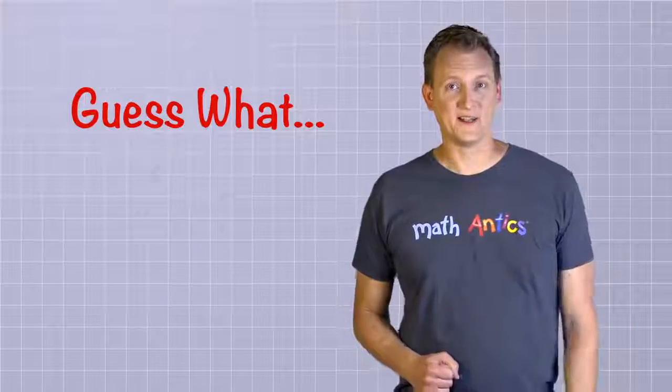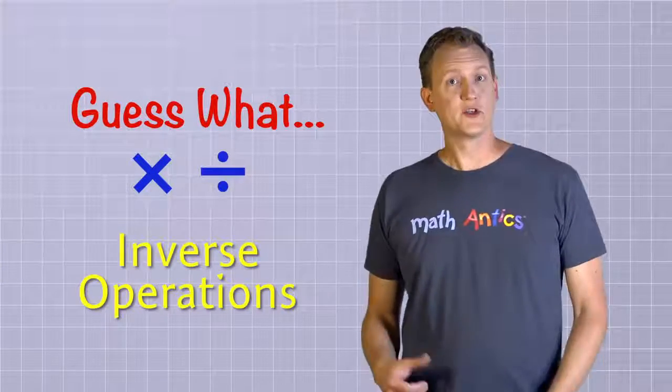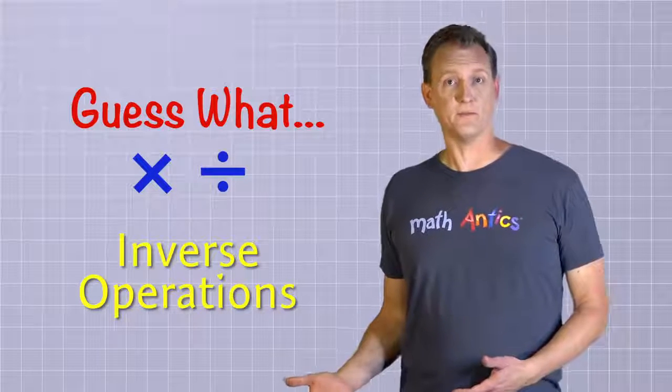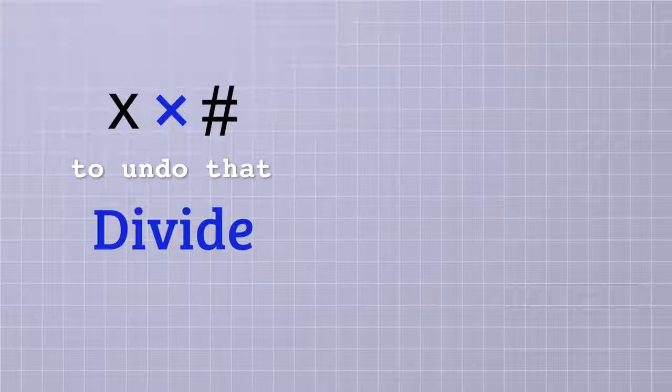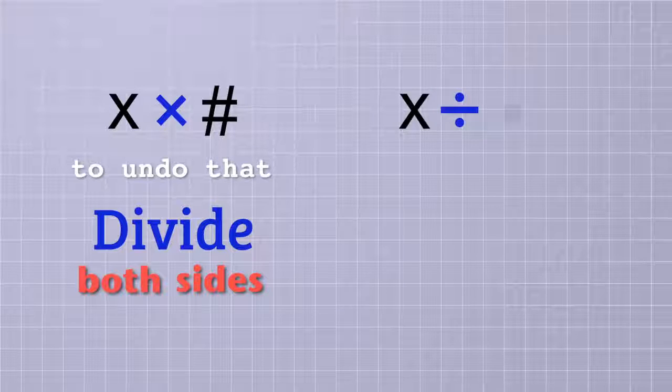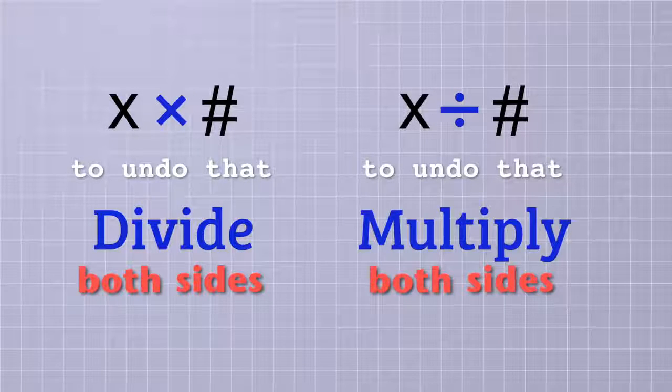Well, guess what? Multiplication and division are also inverse operations, so we can use them to undo each other too. If an unknown is being multiplied by a number, to undo that, we need to divide both sides by that number. But if an unknown is being divided by a number, to undo that, we need to multiply both sides by that number. Now don't worry if that sounds a little confusing right now. It'll make a lot more sense after you've seen a few examples.